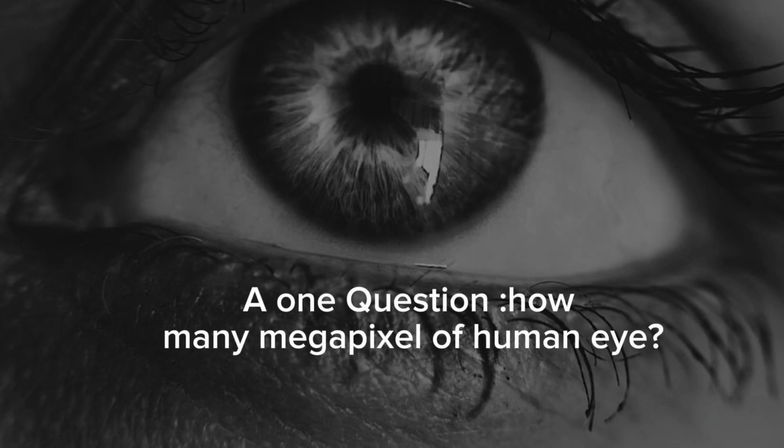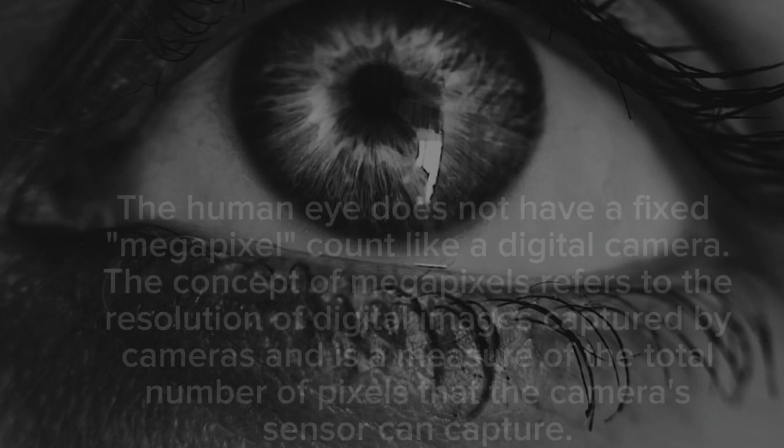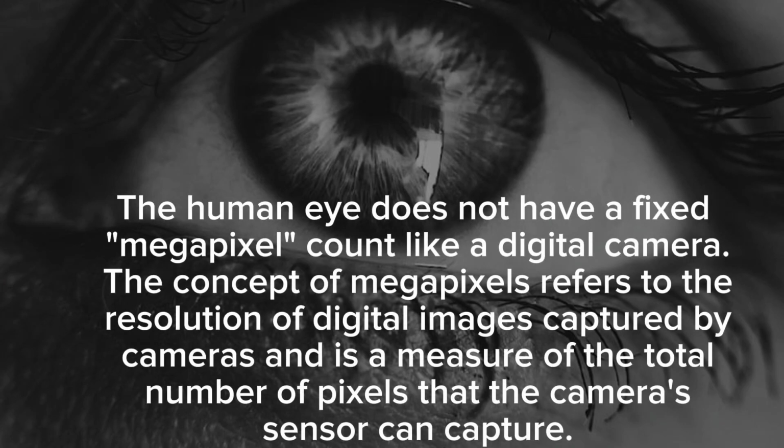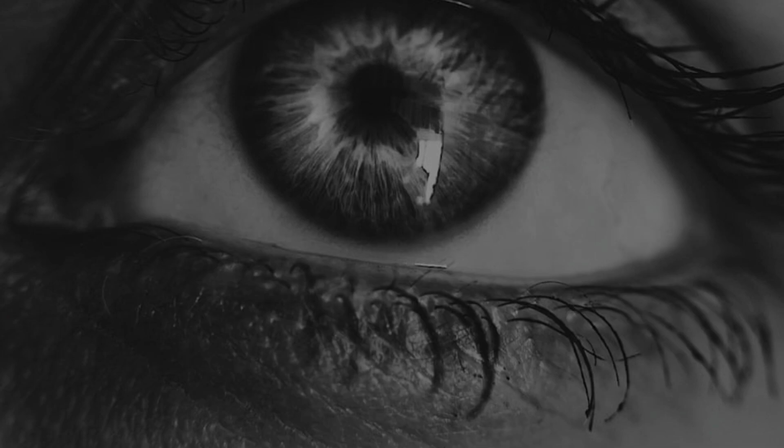One question: how many megapixels is the human eye? The answer is, the human eye does not have a fixed megapixel count like a digital camera. The concept of megapixels refers to the resolution of digital images captured by cameras and is a measure of the total number of pixels that the camera's sensor can capture.